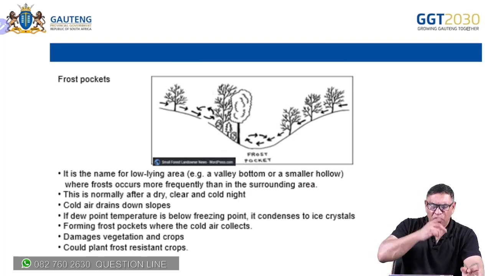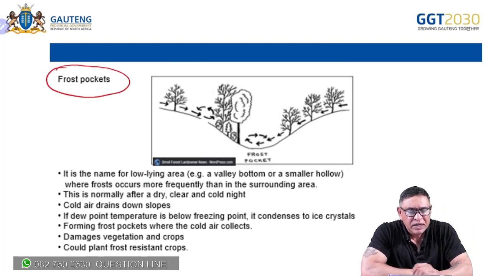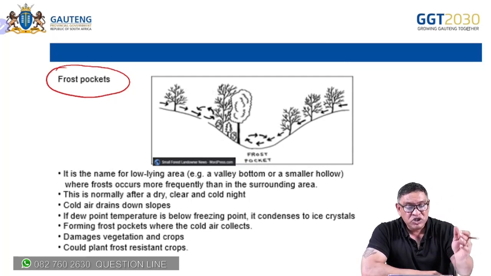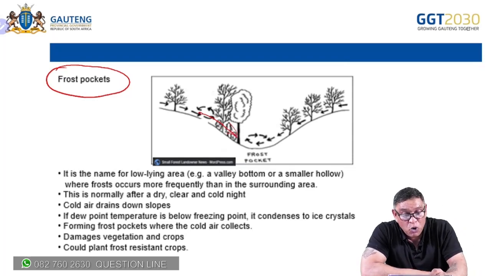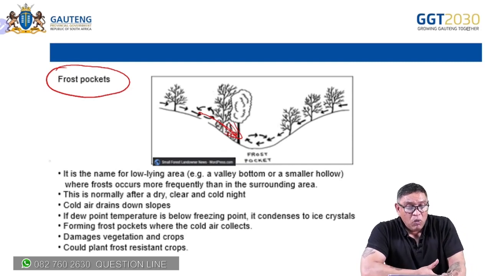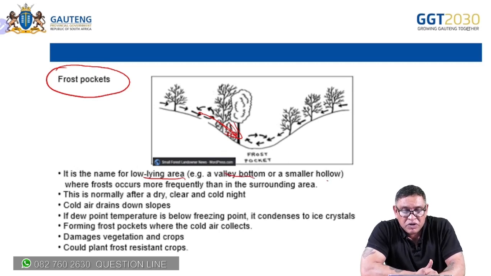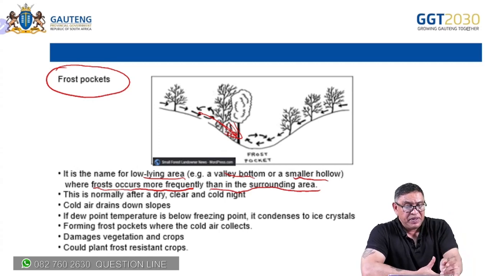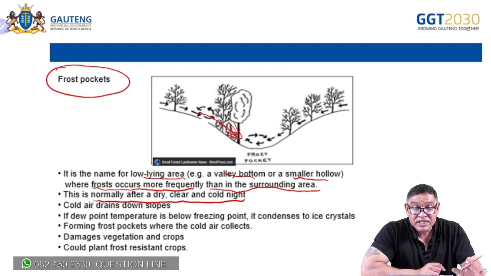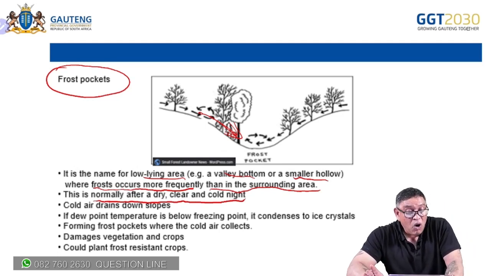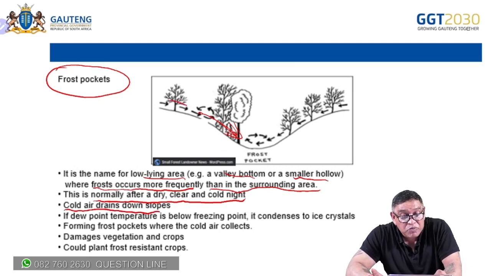Then we get the concept of frost pockets, okay, that form. Again, association with air moving downwards or downslope rather. Okay, so what is a frost pocket? A name for a low-lying area, example, a valley bottom, smaller hollow where frost occurs more frequently than the surrounding areas. All right, so why does it happen there? This is a normally dry, clear night, okay, when this can occur. So it's clear. Cold air drains down the slopes. Can you see it coming down?